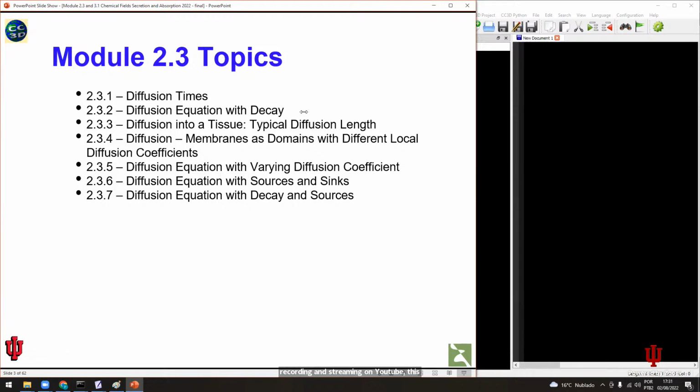We will also see how diffusion happens in membranes, in which you have different cells with different diffusion coefficients. Also, we will change this diffusion coefficient and see what happens when you put sources and sinks and decay and sources at the same time in the diffusion equation.